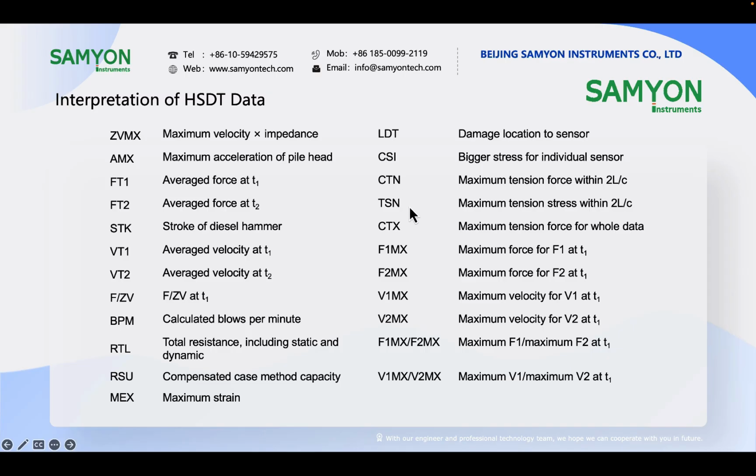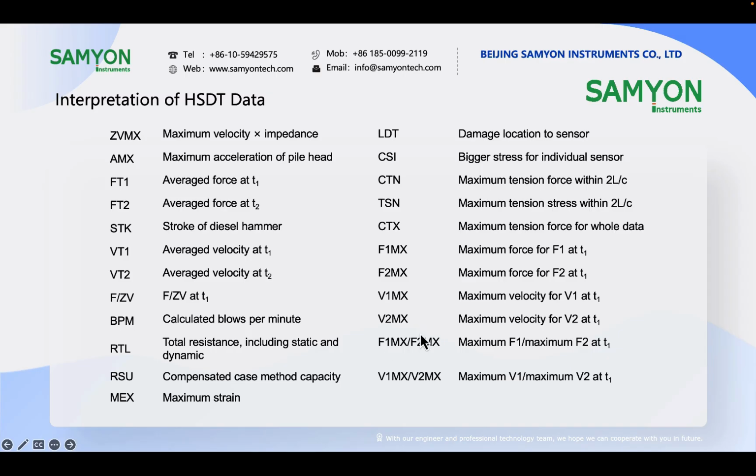CTN, TSN is the maximum tension force and the tension stress within 2L over C. CTX is the maximum tension force for the whole data. These we have discussed before when we explained the maximum tension stress, TSX. F1 max, F2 max, V1 max, V2 max is the maximum force and velocity for F1 and F2 at T1 and V1, V2 at time T1.